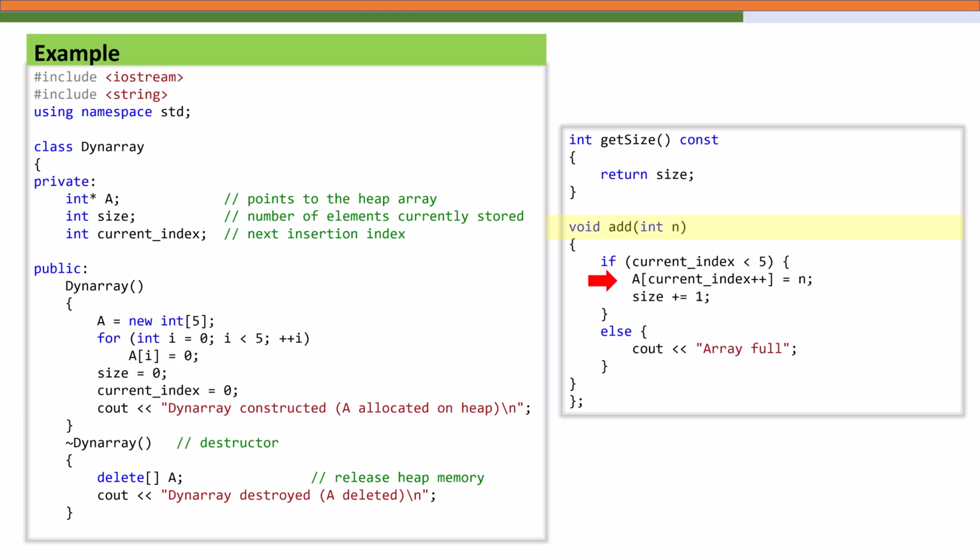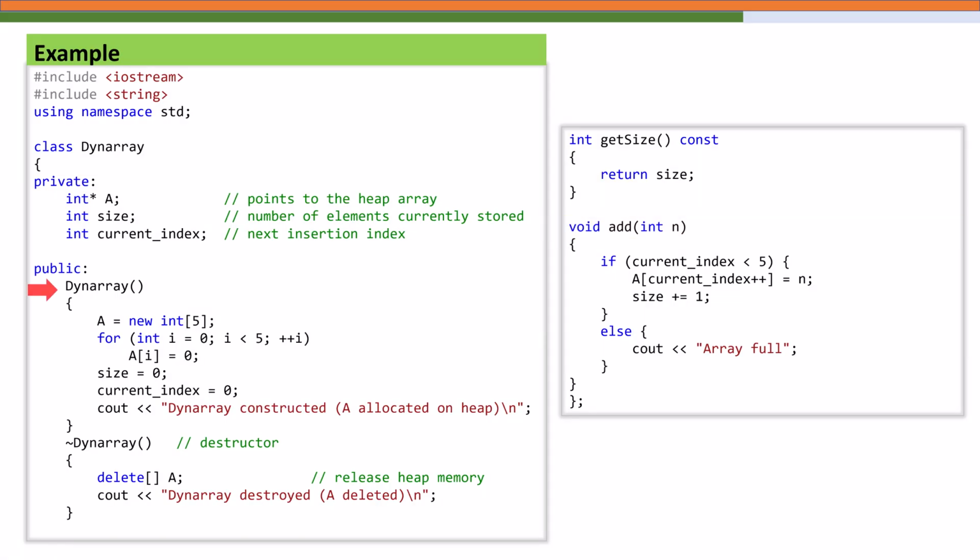So when we call the add function, add 3 for the first time, current_index is 0, and the statement a[current_index++] = n; basically stores the value 3 at index 0, then increments current_index to 1. At the same time, size also becomes 1, meaning now we have one valid element in the array.